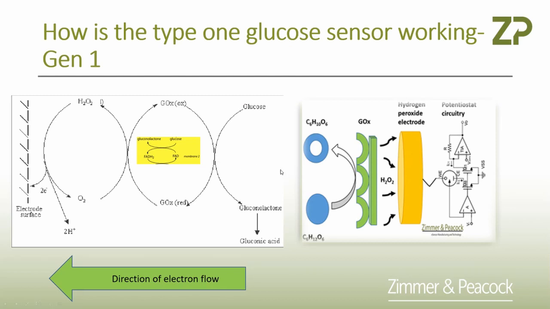The first glucose sensors were called generation one sensors. What a generation one sensor means is that glucose reacts with glucose oxidase, and oxygen is reduced to hydrogen peroxide. So it's hydrogen peroxide that's actually detected. That's really what we're detecting in generation one sensors.